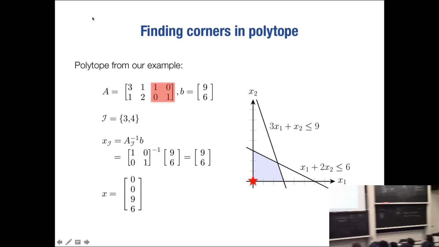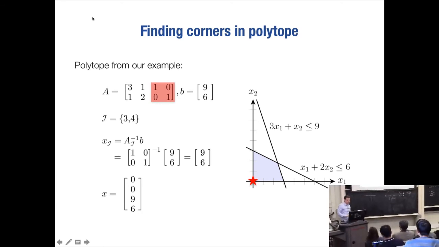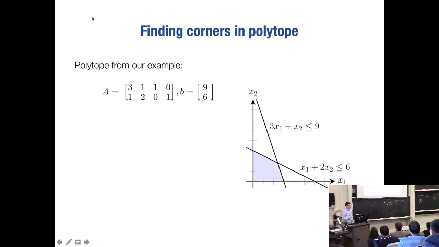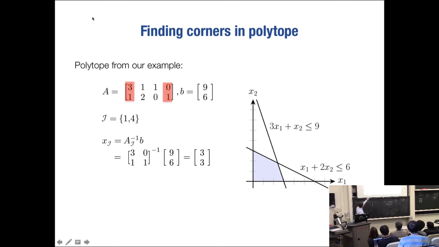Similarly for all the others. So let's try another one. Let's look at these two columns. You have to only pick 2 columns, remember. Here, this I is 1 and 4. If I form the same thing, I get these columns of A_I inverted times b equals this. So we know that x is equal to that thing. So again, x1 is equal to 3, x4 is equal to 3, the rest are equal to 0. And that corresponds to this point right here in my space.